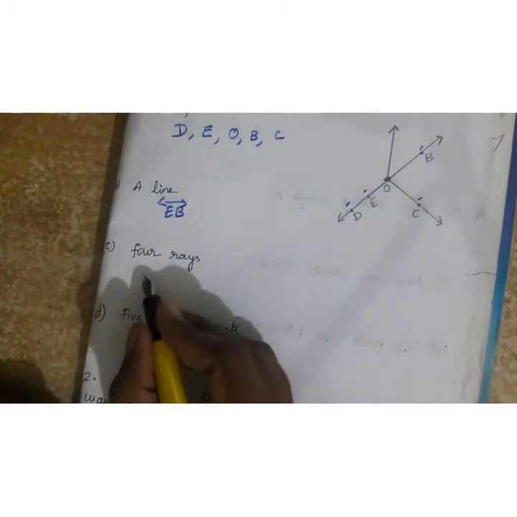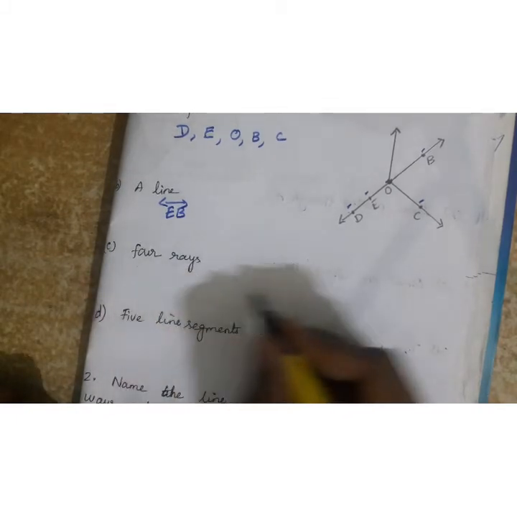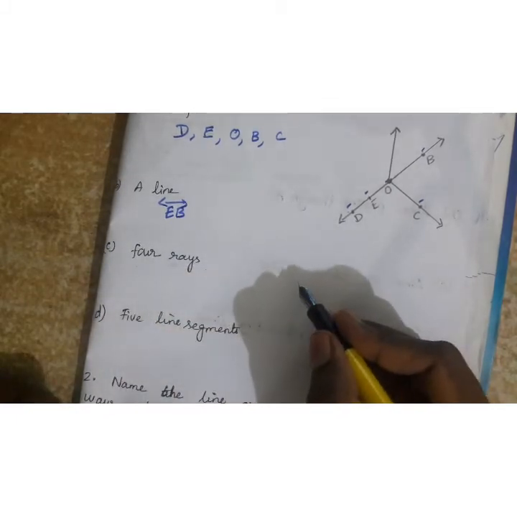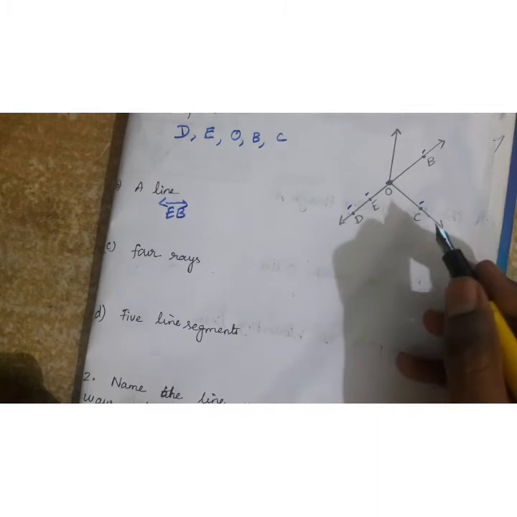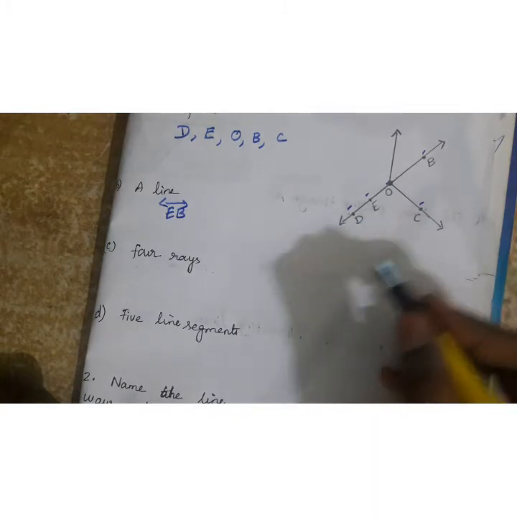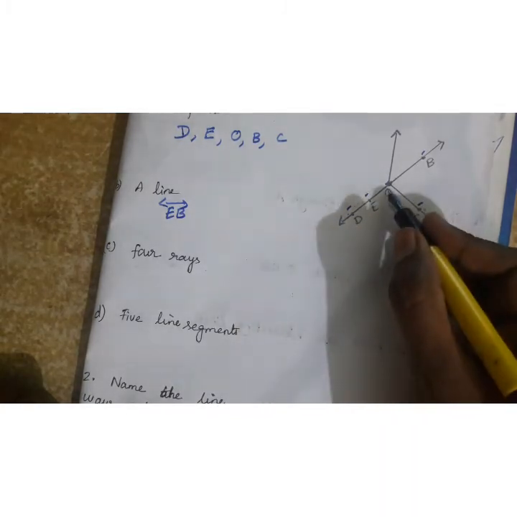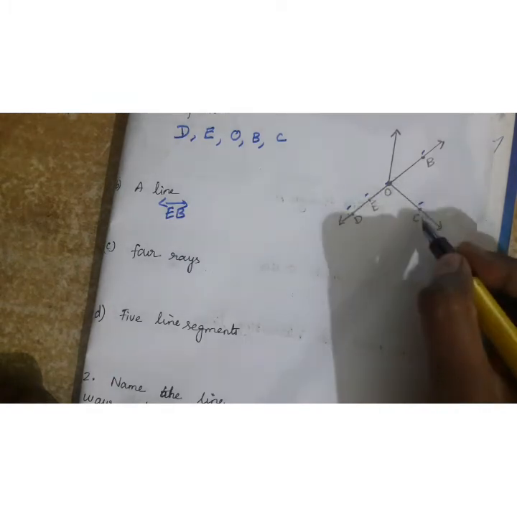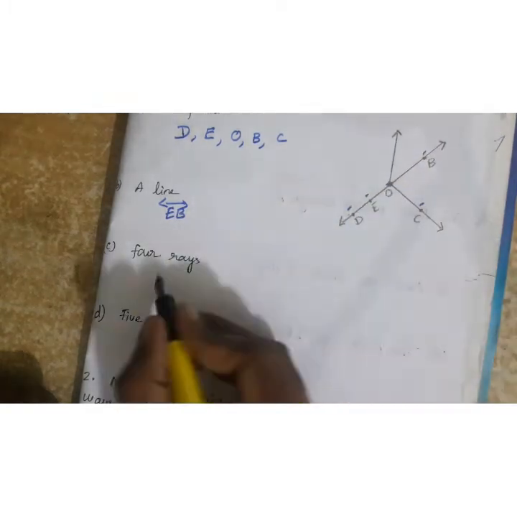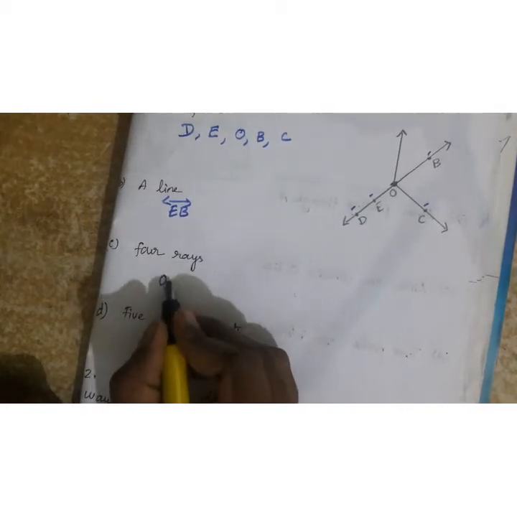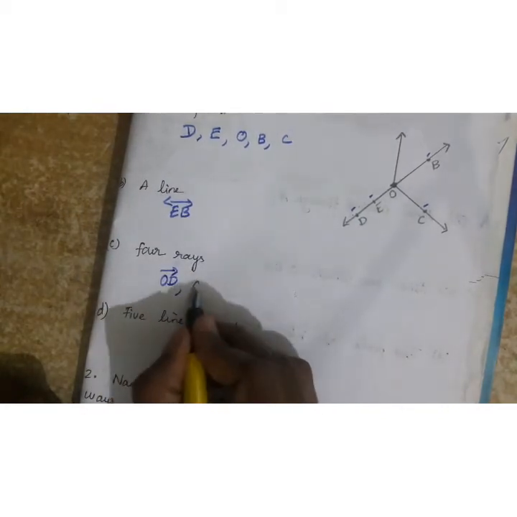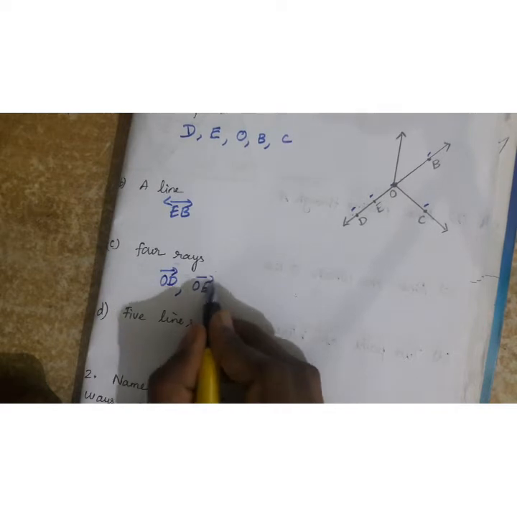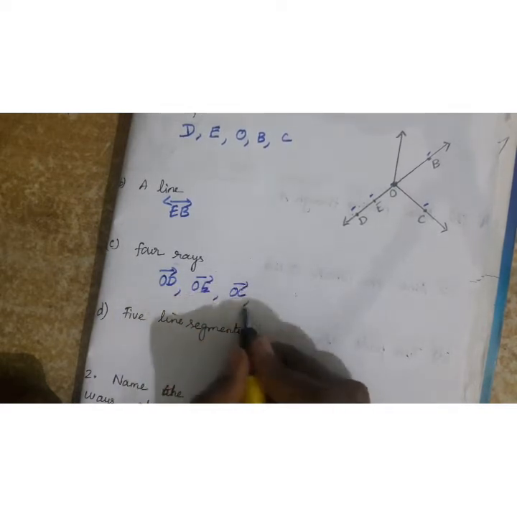C part: four rays. A ray starts at one point and goes endlessly in one direction. So the four rays are OD, OE, OC and OB.